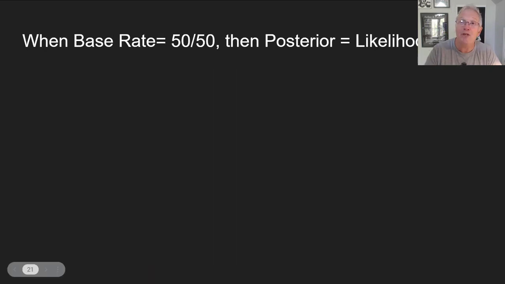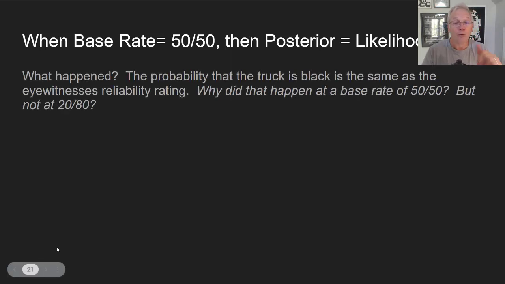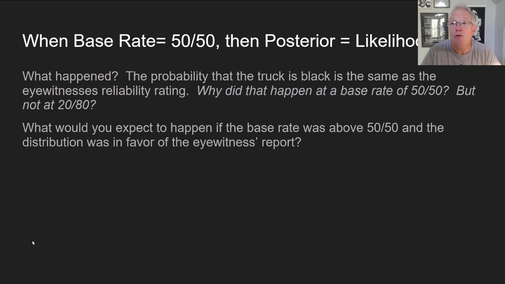Okay, so what we just showed is that when the base rate equals 50-50, the prior is 50-50, then the posterior probability is just going to be equal to the likelihood. That's a useful rule to let us recognize what's going on. What happened? The probability that the truck was black is the same as the eyewitness reliability rating. Why did that happen at the base rate of 50-50 but not at 20-80? Well, what would you expect to happen if the base rate was above 50-50 and the distribution was in favor of the eyewitness report? I mean, think of it this way.